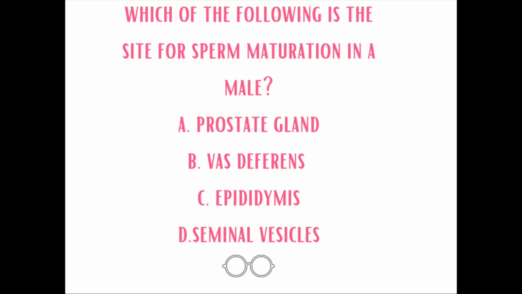Which of the following is the site for sperm maturation in a male? A, the prostate glands, B, the vas deferens, C, the epididymis, or D, the seminal vesicles? The answer here is C, the epididymis.